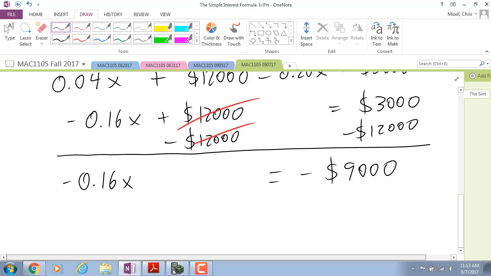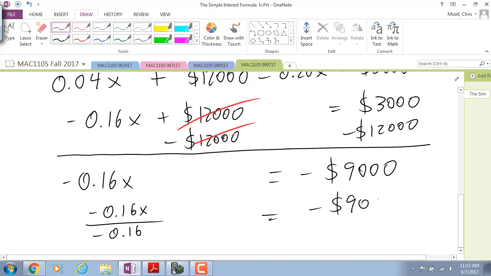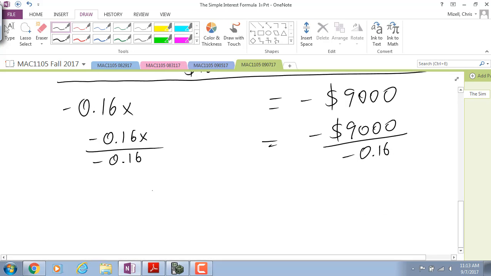Just about there. What do we do next? Let's divide both sides by negative 0.16. Negative 0.16 is the coefficient. We call it the coefficient of x. We divide both sides by that, and that will give us 1x on the left. And on the right, a negative divided by negative is going to be some positive dollar amount here. How much? 56,250. I think Joan is going to feel pretty good about this.